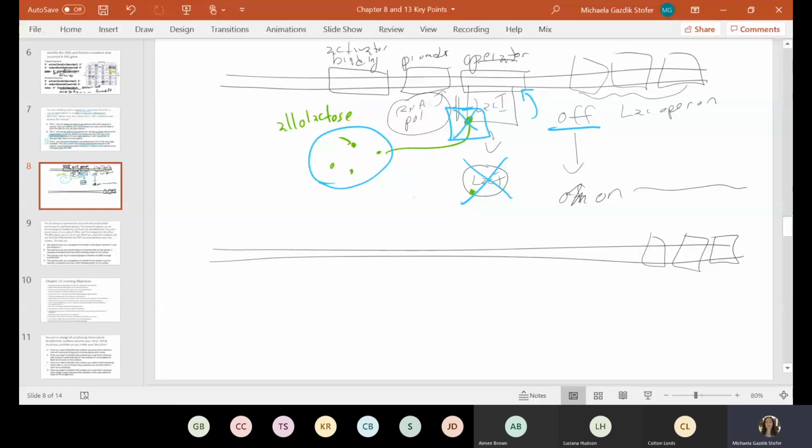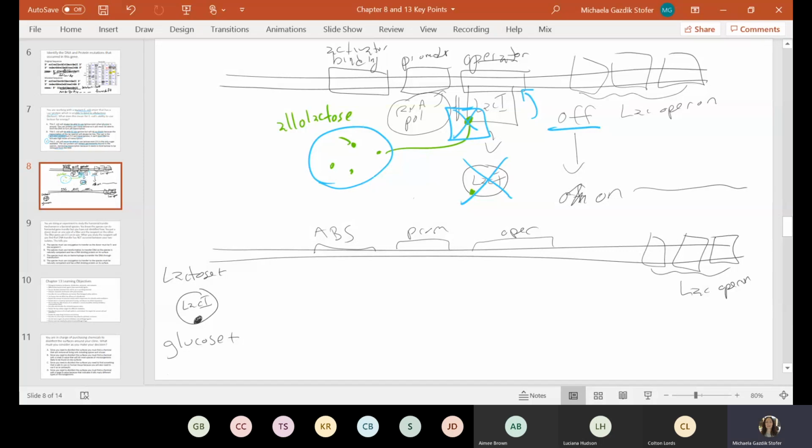But if we have removed it, so remember we've got the operator, the promoter, the activator binding site, and say in this scenario, lactose is present. And so our lac-I, remember, has been removed from the DNA. It's bound to lactose here. And so it's not in the way anymore. In this scenario, now we care about whether or not glucose is around or not.